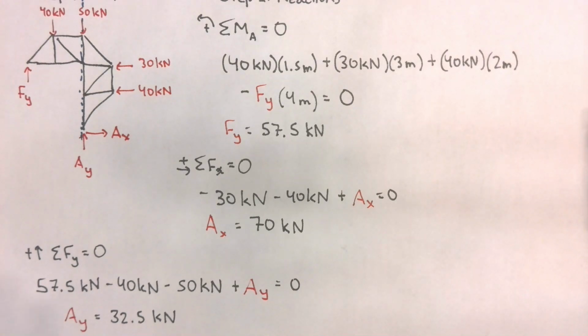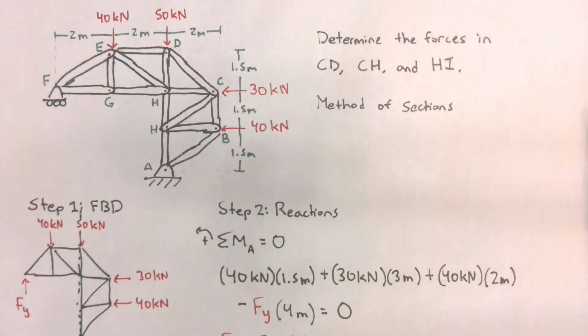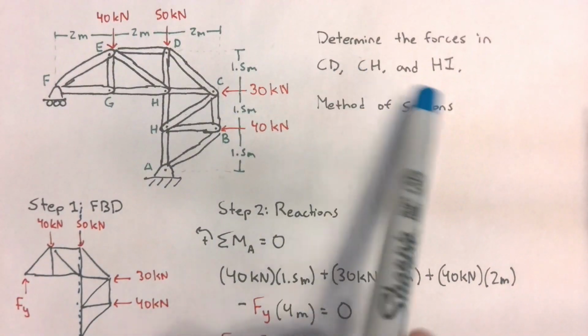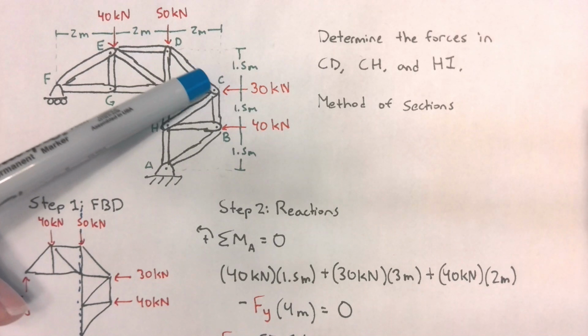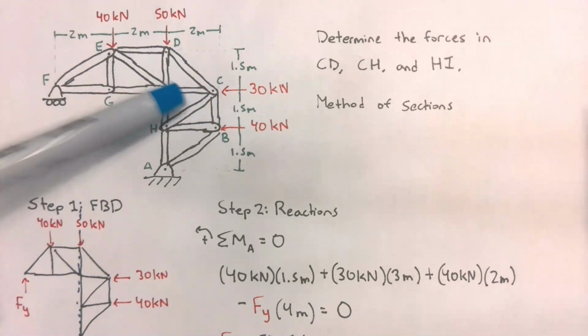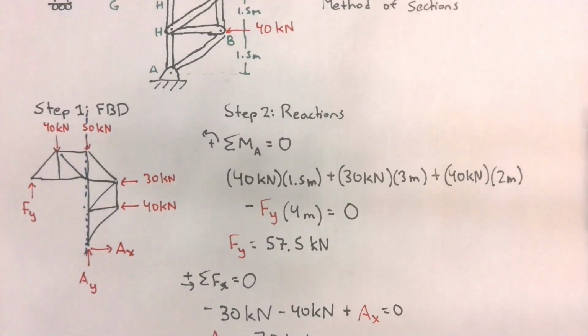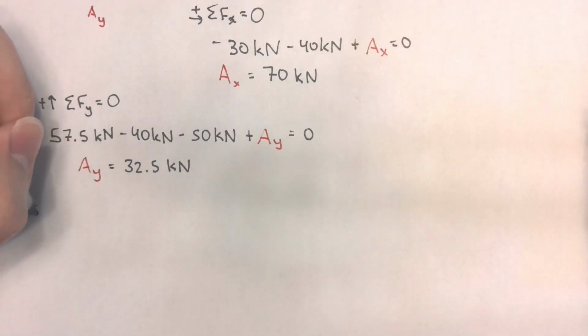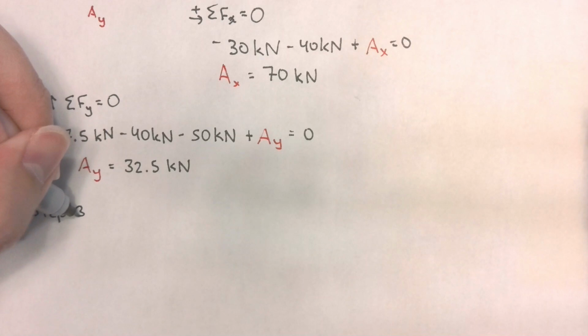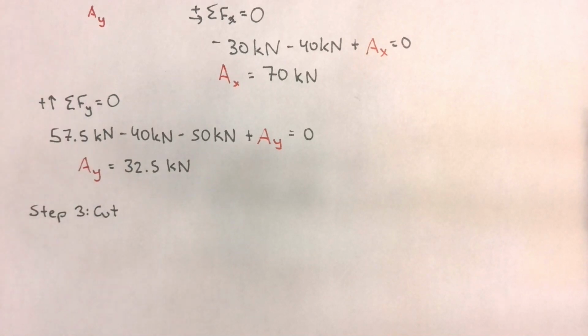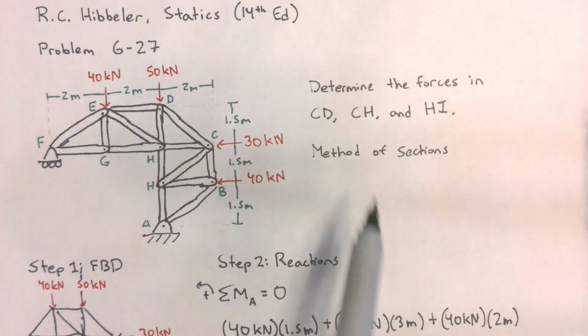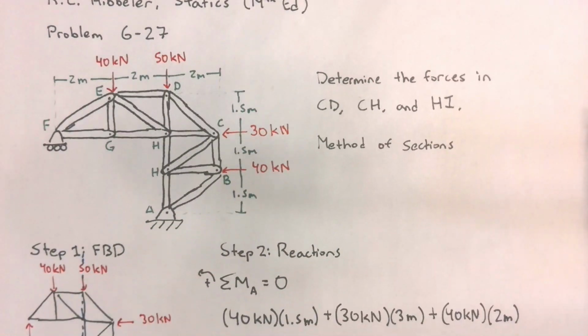So this was just the first part of the problem. But really what we want to find are the forces in these three members: CD, CH, and HI. Now, when you want to use the method of sections after you found your reactions, your third step should be to make a cut. And the question is, where do you make a cut? You always want your cut to go through your three members, okay?